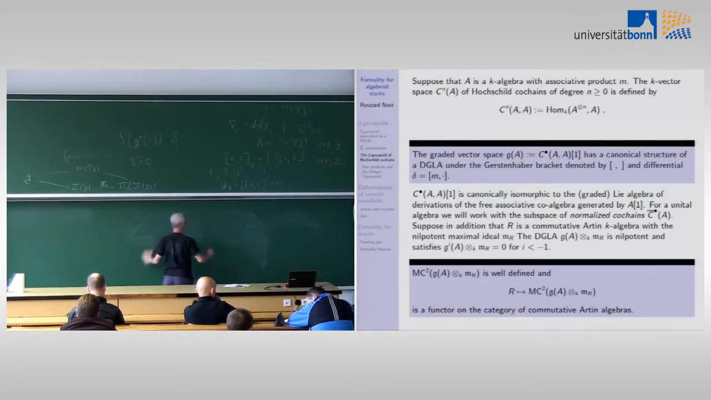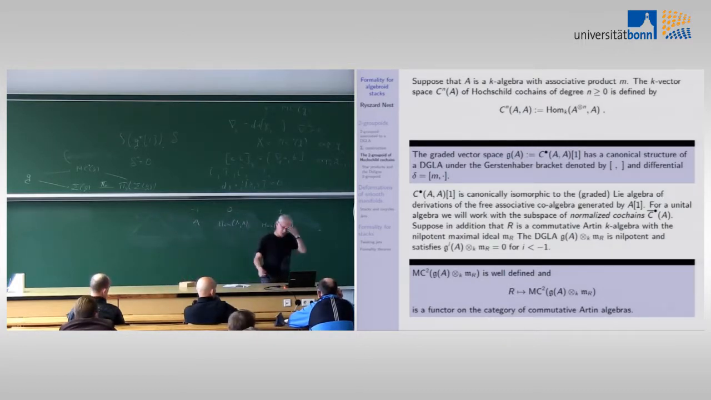And the shift of degree by 1: degree -1 is A, degree 0 are linear maps from A to A, degree 1 are bilinear maps from A to A, and so on. And the Gerstenhaber bracket is just the commutator of linear maps here. And the bracket between something here and here is just evaluation, a linear map evaluated on A. And automatically the rest follows.